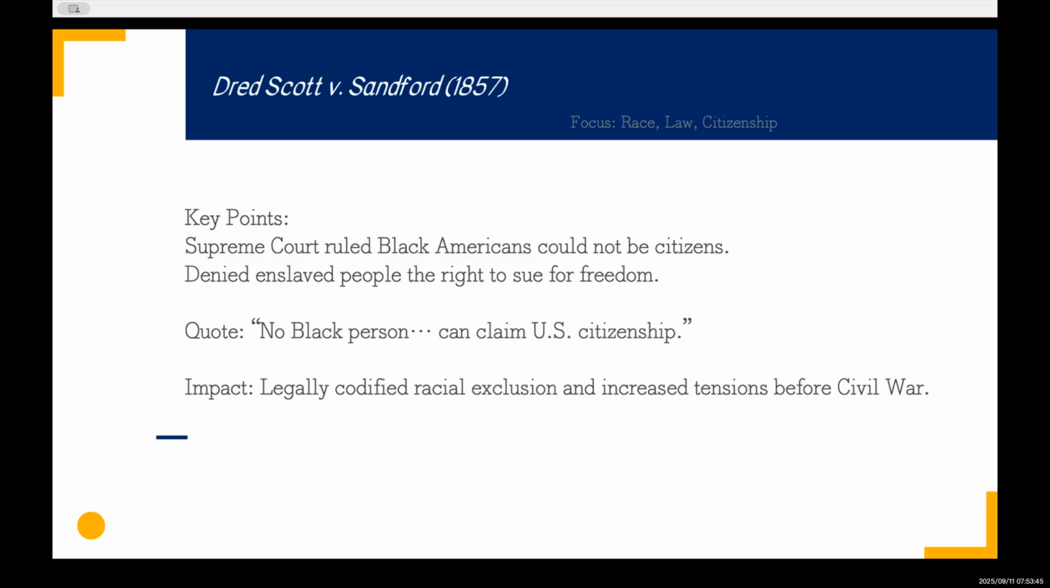This decision legally codified white supremacy and deepened the divide between North and South. It directly contradicted the ideals of liberty and equality expressed in earlier sources. The Dred Scott case reminds us that the law itself can be a tool of oppression.